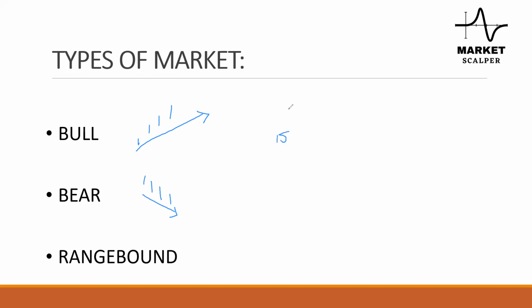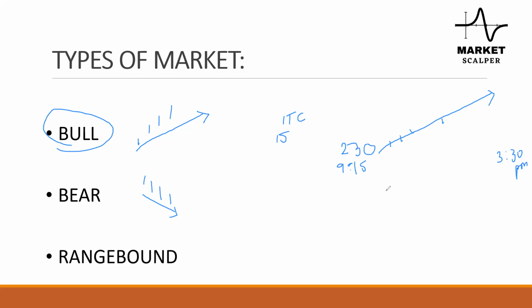For example, today is 15th of December, and let's take the stock ITC. If ITC has opened today at 2:30, and throughout the day, that is from 9:15 to 3:30 p.m., it is in an upward trend, that is, it is increasing the prices, then we are talking about a bull market. The market is in an upward trend.